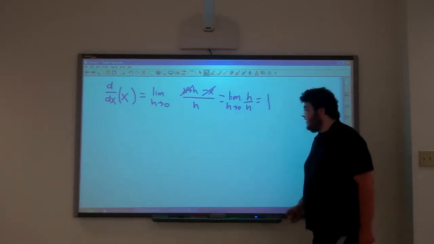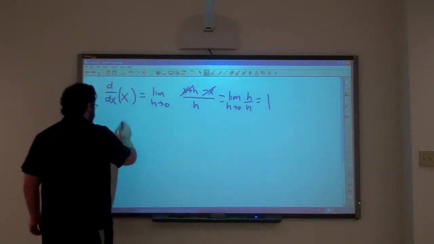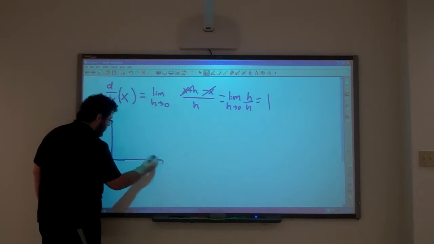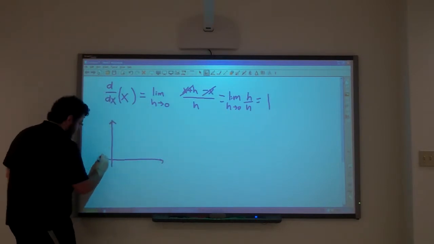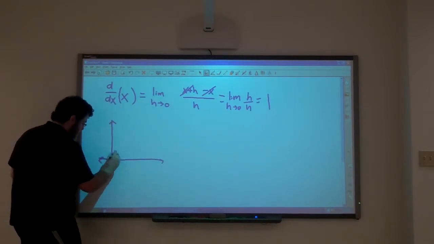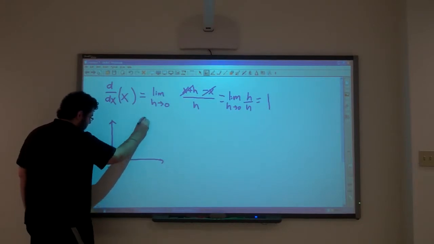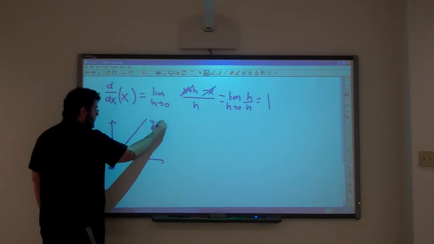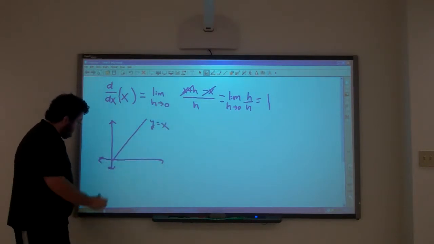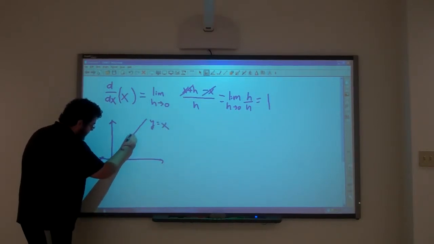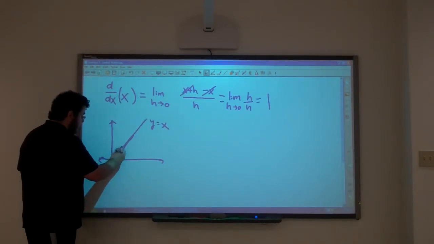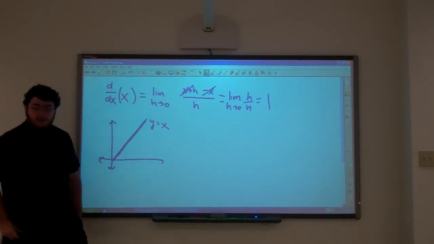So what does this mean? That means at any point on this graph, the tangent line has a slope of 1. Well, why should that be? Why should the velocity be the same everywhere? That's the graph of that function, right? This is y equals x. No matter what point you're at, the tangent line is always the same there. So it always has the slope of 1, because that's the slope of the line.